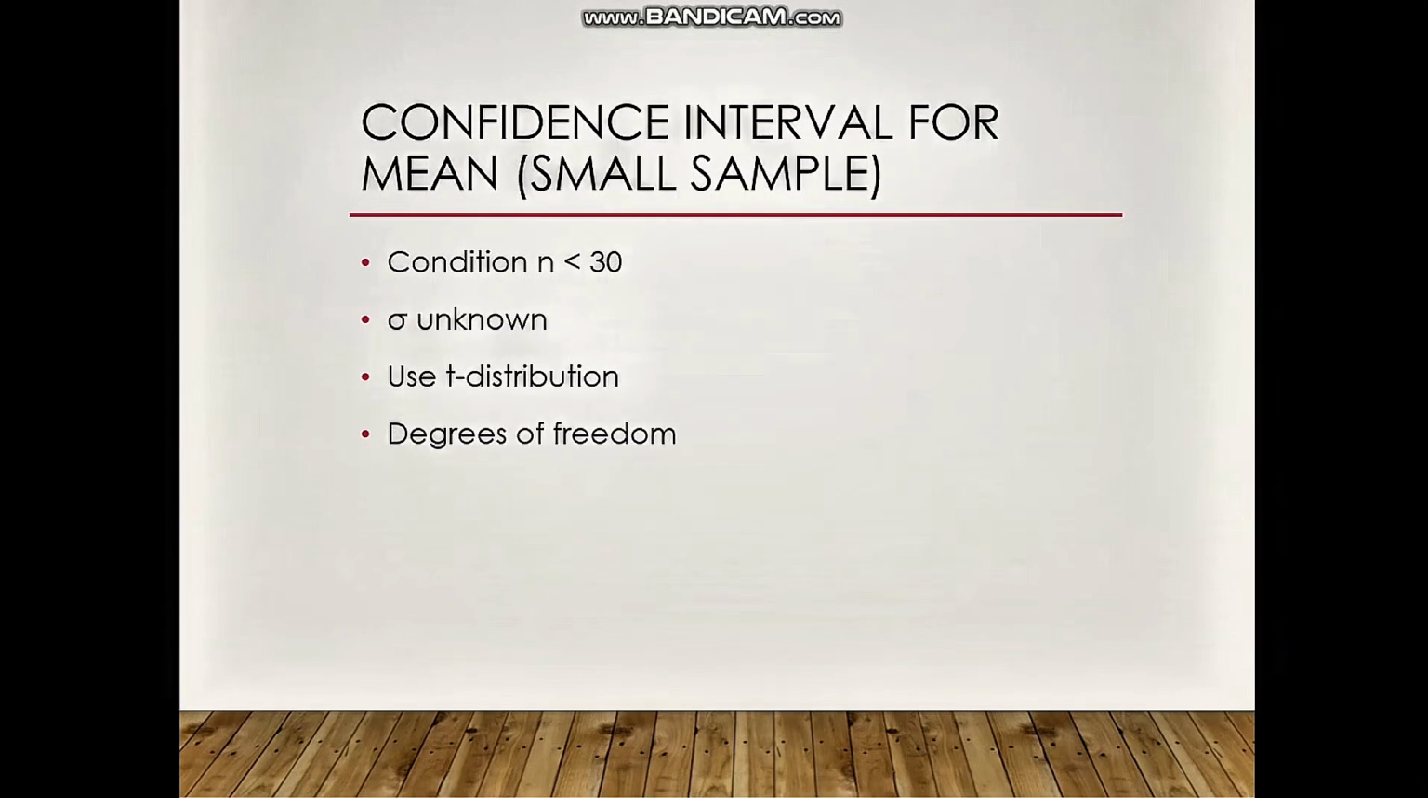When the sample size is less than 30 and the population standard deviation is unknown, we use the t-distribution. The t-distribution depends on degrees of freedom, which is n minus 1. It has heavier tails than the normal distribution. As the sample size increases, the t-distribution becomes closer to the normal distribution. For example, testing 50 workers' productivity requires a t-distribution.